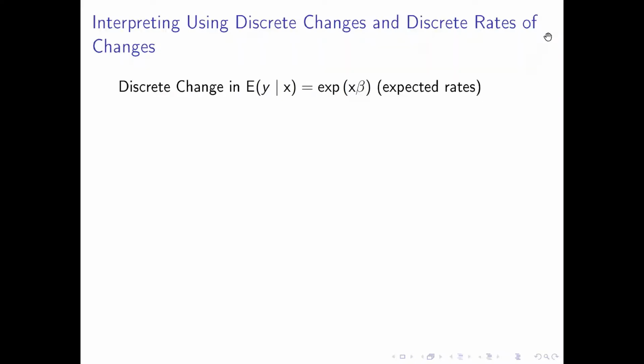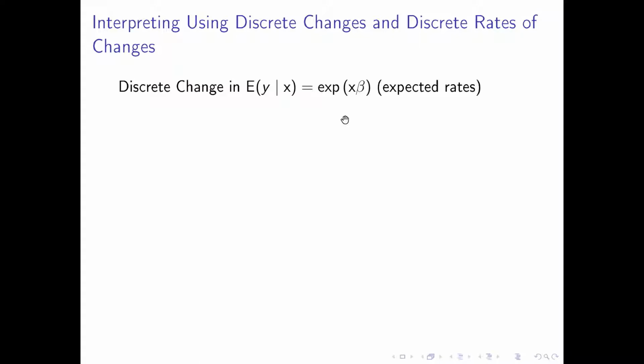So in addition to using factor change to interpret results from Poisson regression models and similar count regression models, we can also use what is called discrete change and discrete rates of change. And in this slide, I'd like to introduce discrete change in expected count or expected rates. So let's look at first the expected rates.